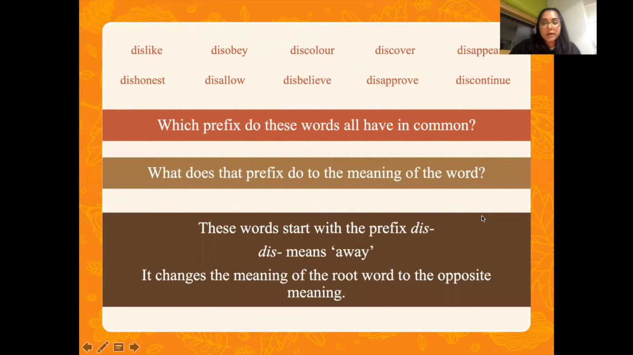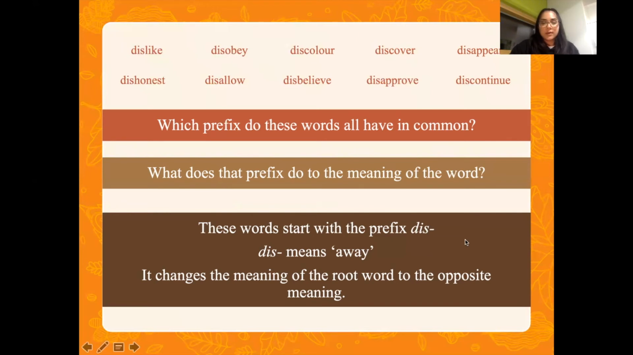Well done. So these words, which start with the prefix dis, mean away, okay? What it does is, when it's added to a word, it changes the meaning of the root word to the opposite. So for example, disobey is not obeying, okay? Obey is our root word, meaning to conform, to listen to somebody else or something else. And adding dis to obey means that you are not listening to somebody or something, okay?